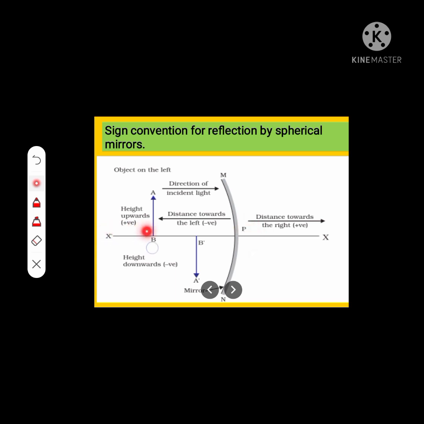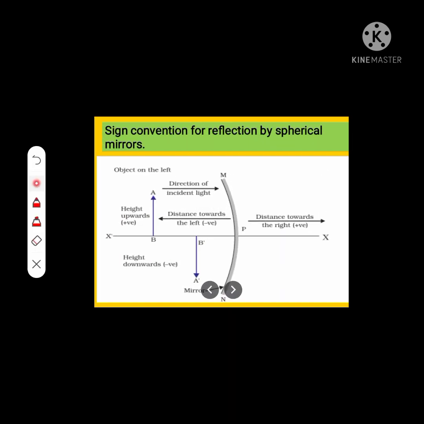The principal axis of the mirror is taken as the x-axis of the coordinate system. This is considered as the x-axis. This is actually our principal axis of the mirror. So the conventions are as follows.